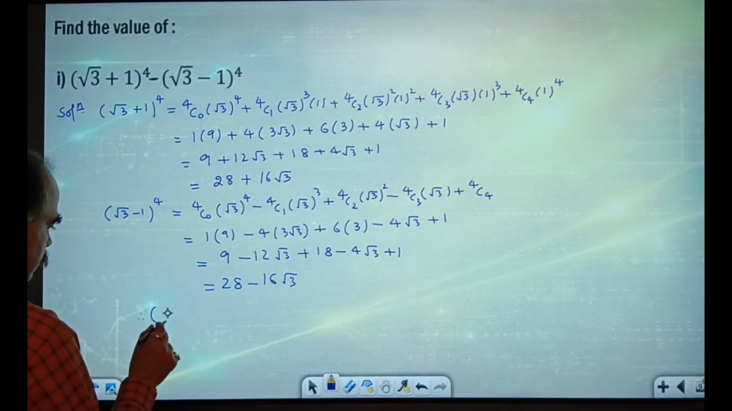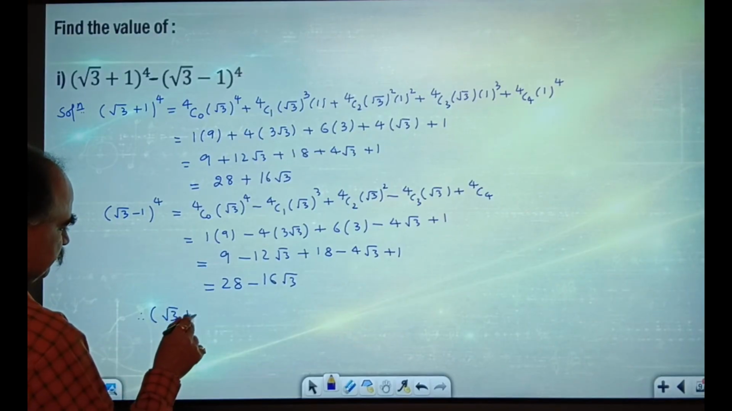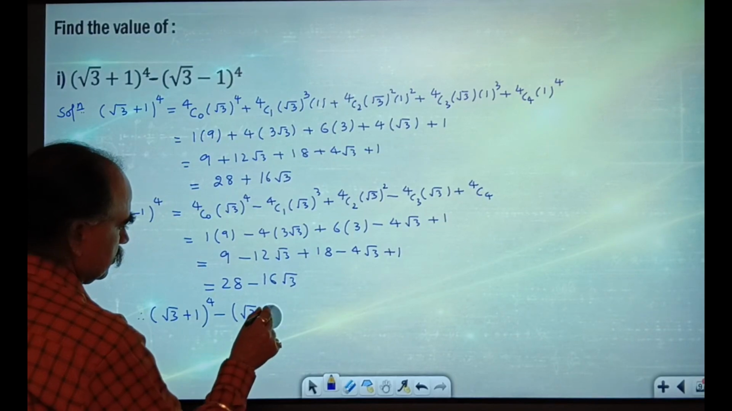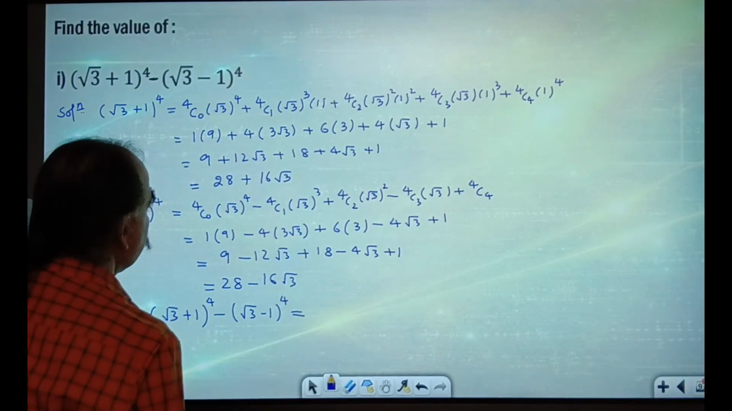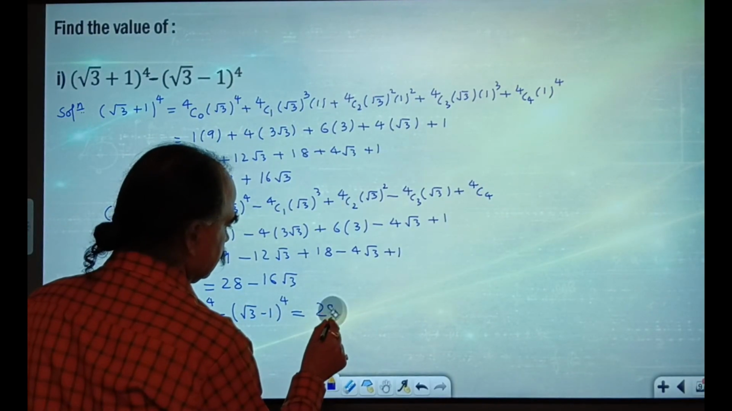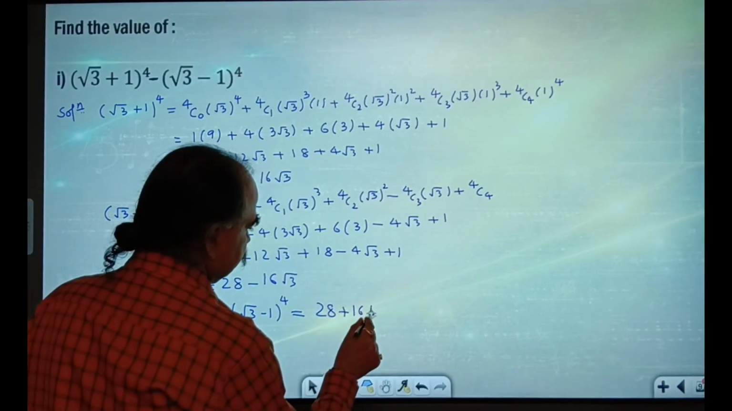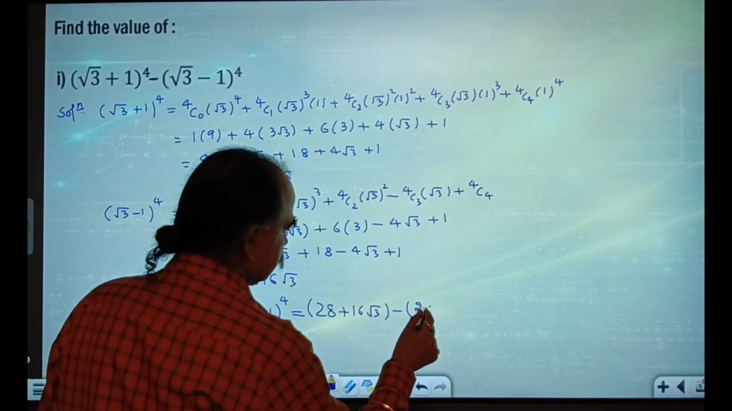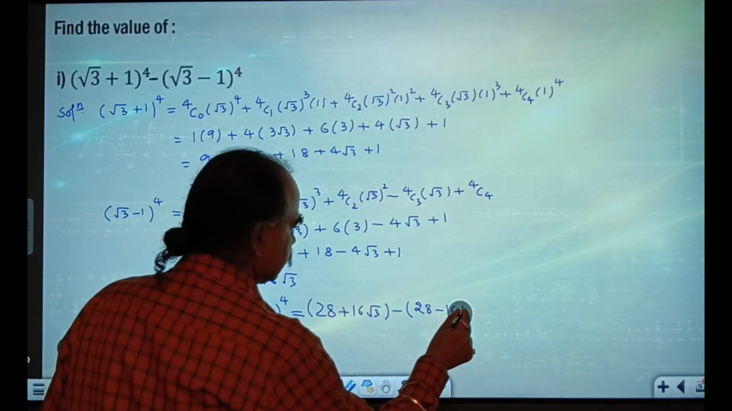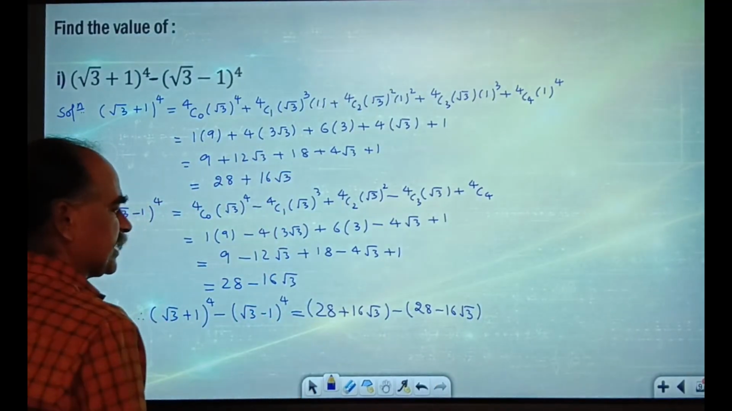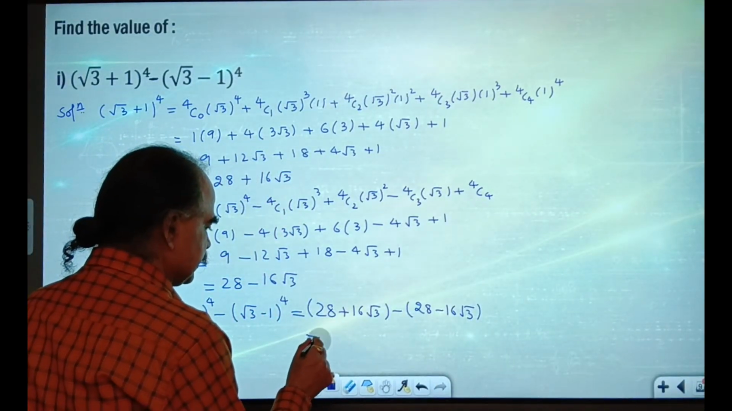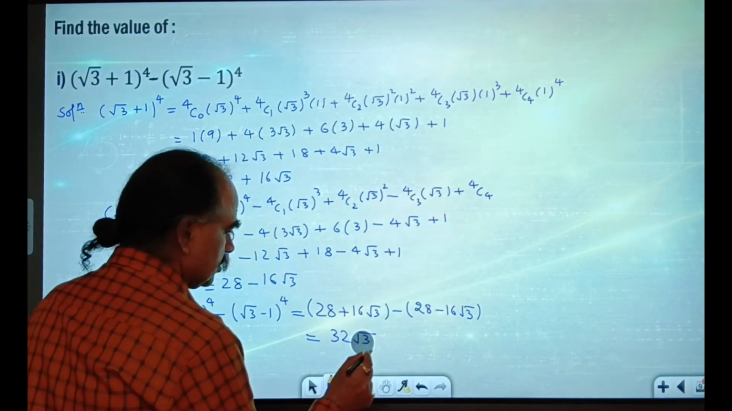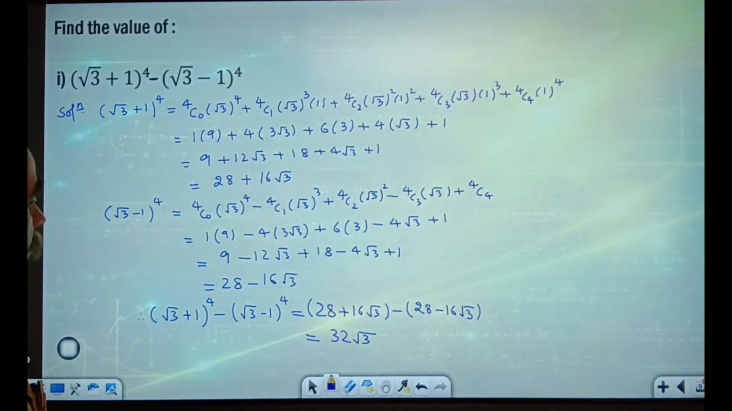Therefore, root 3 plus 1 raised to 4 minus root 3 minus 1 raised to 4 will give you 28 plus 16 root 3 minus 28 minus 16 root 3. When you open the bracket, 28 minus 28 will get cancelled. 32 root 3 is the answer.